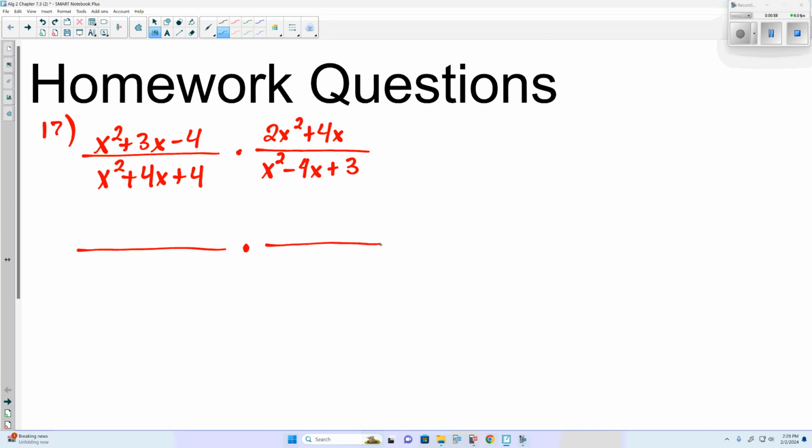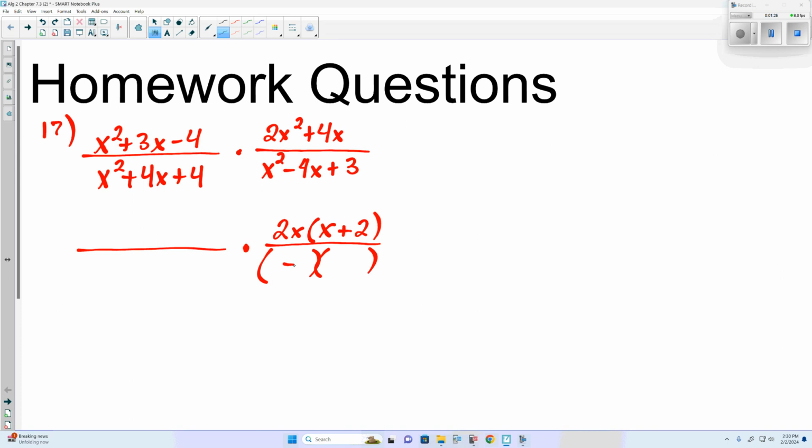So at number 17, the first thing we need to do is factor. Out of all these here, I would factor 2x squared plus 4x first. We can factor the 2x out, and when we factor 2x out of 2x squared plus 4x, we get 2x times x plus 2. Now it doesn't matter which one we factor next. So I'm going to go on and factor x squared minus 4x plus 3.